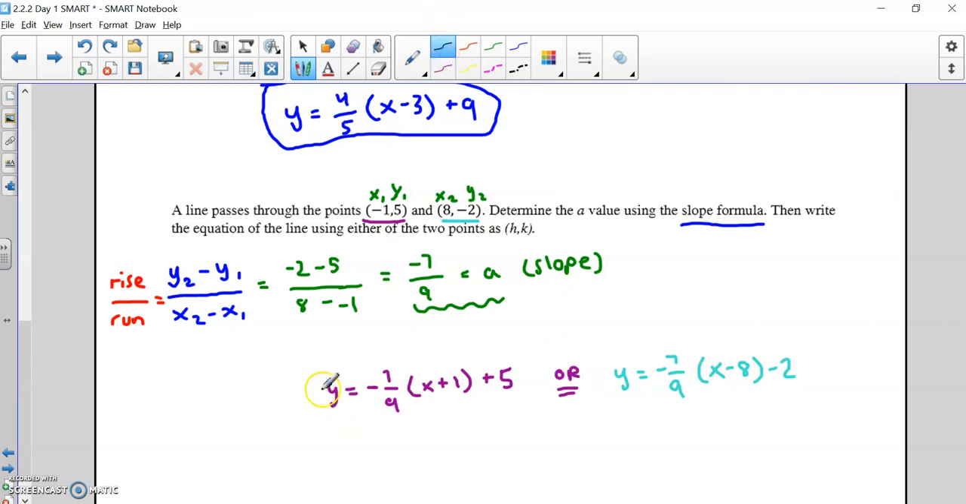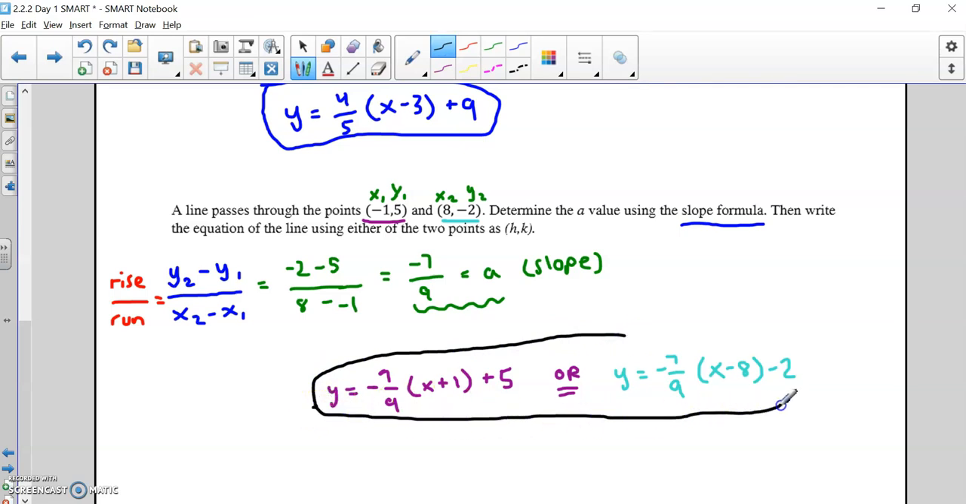So both of these are valid equations that belong to the same exact line. That's a really cool thing about linear equations, right? Both of these equations, when you graph them, will give you the same line. All right, and that is all for today.